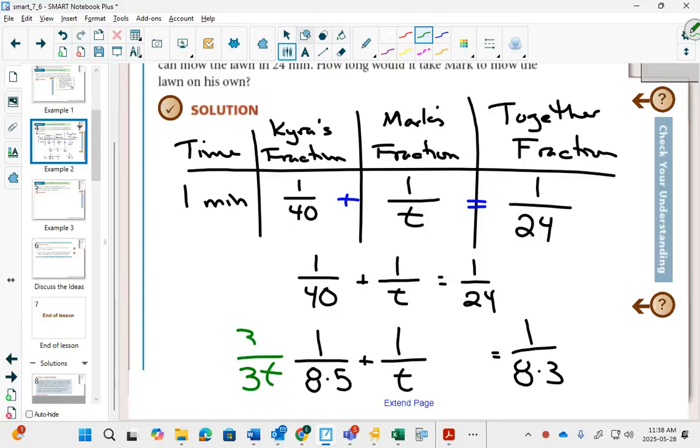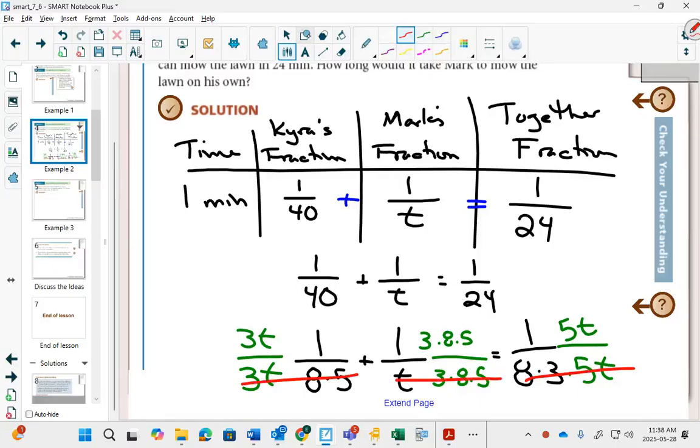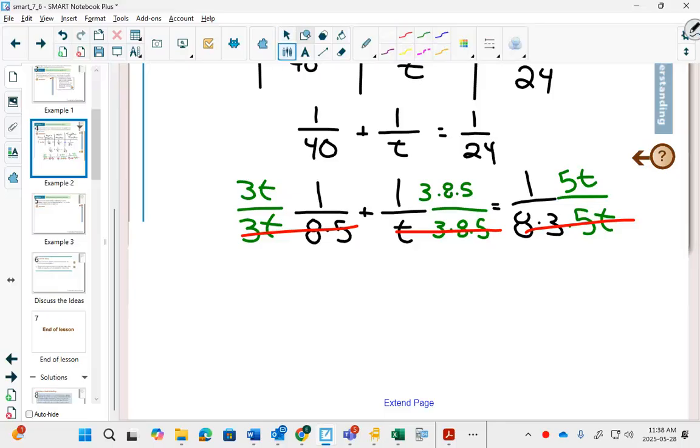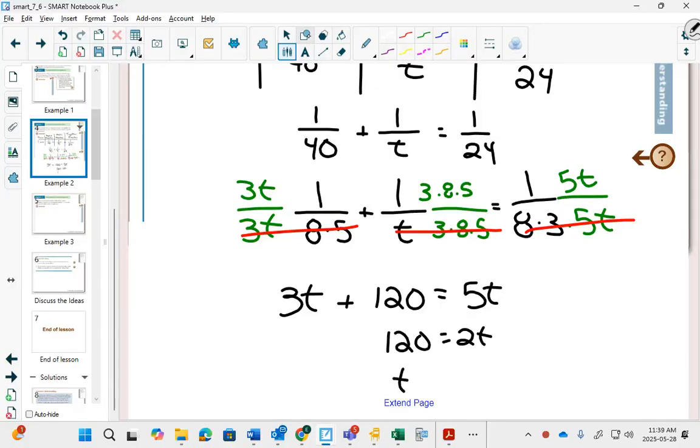I'm also missing a t. So this one will be 3t and 3t. The numbers that are missing here are 3, 8, and 5. And then the last one, I'm missing a 5 and the t, and a 5 and the t. I can multiply by that denominator and make them go away. Very nice. And I'm left with 3t plus 40 times 3, 120, equals 5t. Move the 3t over. Divide by 2.